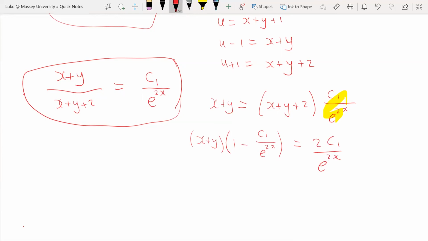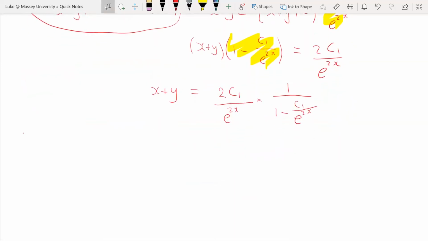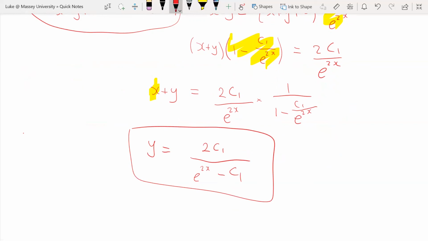Okay, so I can divide through by the bracketed term on the left hand side here to find x plus y equals 2 c1 over e to the 2x times 1 over 1 minus c1 e to the 2x. I can subtract x from the left hand side and simplify the right hand side, in fact, so I end up with y is equal to 2c1 over e to the 2x minus c1, minus x. Don't forget the minus x. So I can find an expression for y explicitly here.